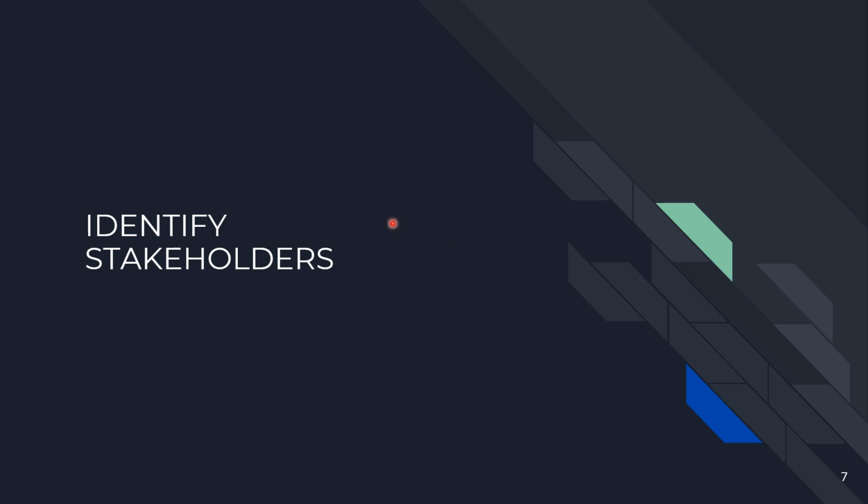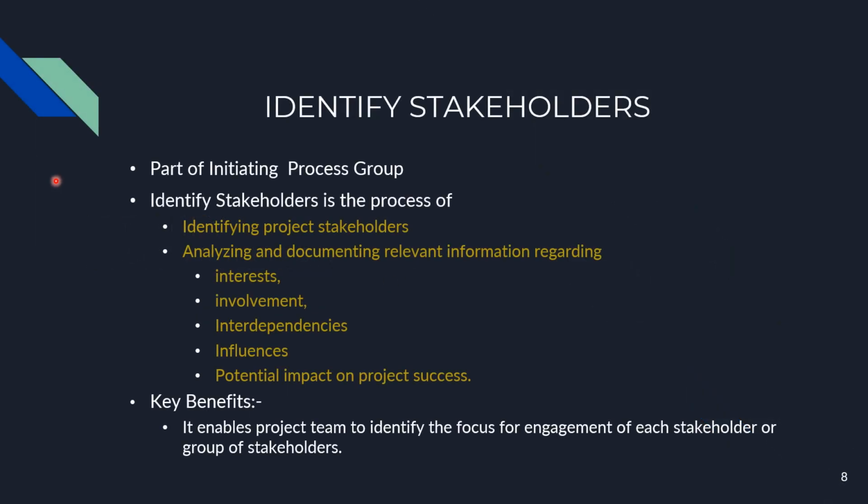The first process in project stakeholder management is identify stakeholders. Keywords for identify stakeholders: it's part of the initiating process group. Identify stakeholders is the process of identifying the different classifications of the project stakeholders. It also analyzes and documents the stakeholders' interest, involvement, interdependencies, influence, and potential impact on the project success. Key benefit: it enables the team to identify the focus for engagement of each stakeholder or group of stakeholders.